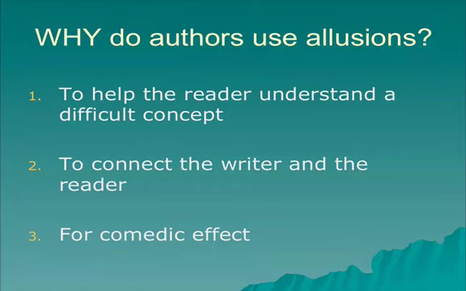So why do authors use allusions? There are three main reasons why this happens. First, an author might use an allusion to help a reader understand a difficult concept, something that might be intellectually complicated, but that intellectual complication might be lightened if they connected it with a text that the reader already understands. A second reason is to connect the writer and the reader, just simply to connect them, to share a common experience. And finally, it might be done simply for comedic effect.